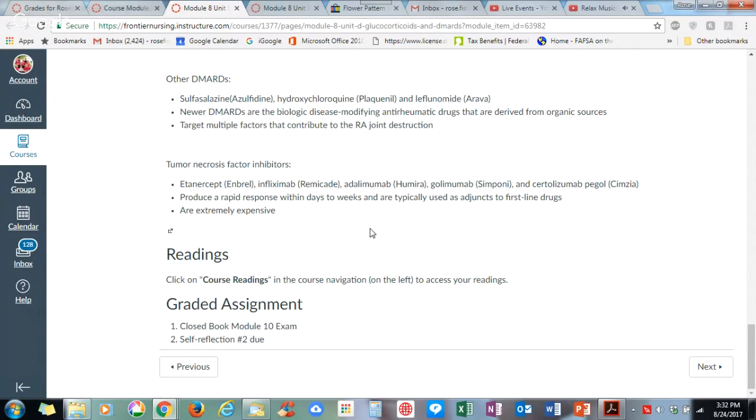Tumor necrosis factor inhibitors, etanercept, Enbrel, infliximab, Remicade, adalimumab, Humira, golimumab, Simponi, and certolizumab pegol, which is Cimzia, produce a rapid response within days to weeks and are typically used as adjuncts to first-line drugs. They are extremely expensive.